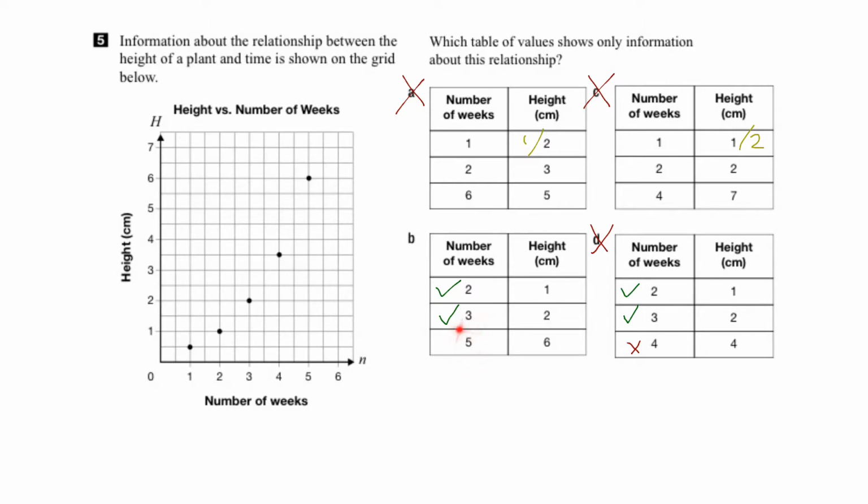It's showing a value after 5 weeks. Well, let's go to 5 weeks all the way up and see how high the plant should be. It should be 6 centimeters tall. And indeed, that is the value shown in the table. Therefore, B is the right answer.